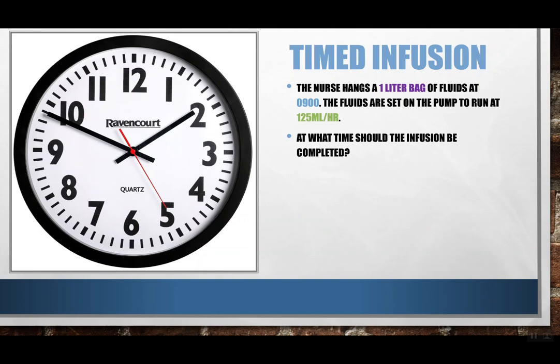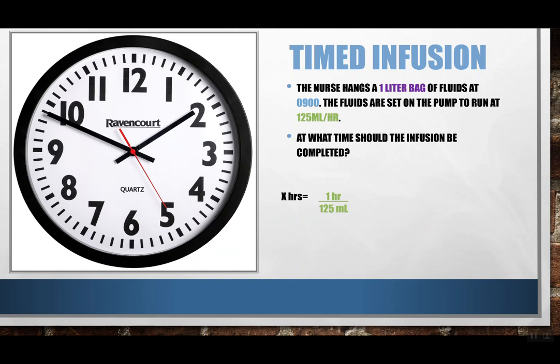Let's do another one. The nurse hangs a 1 liter bag of fluid at 0900. The fluids are set on the pump to run at 125 mils per hour. What time should the infusion be completed? Okay, so again, I need to know how many hours it's going to take first and foremost. I have 1 hour per 125 mils.